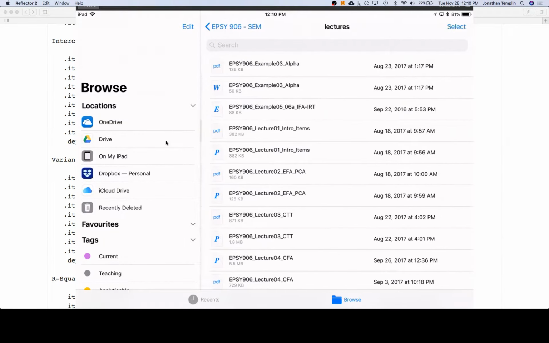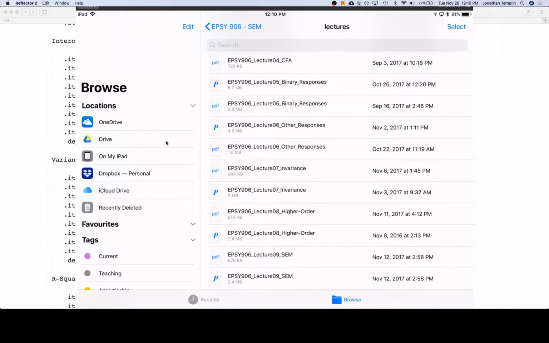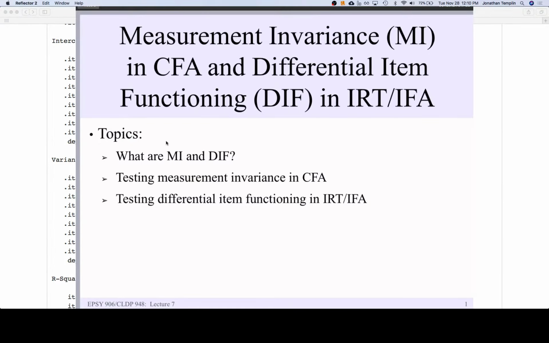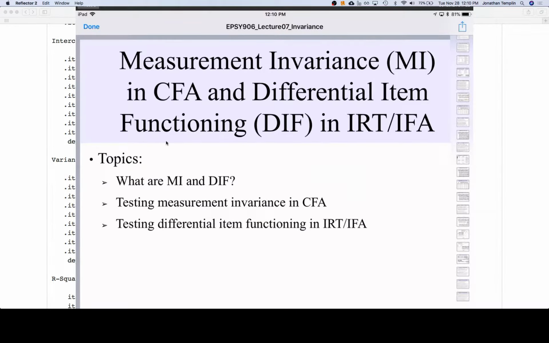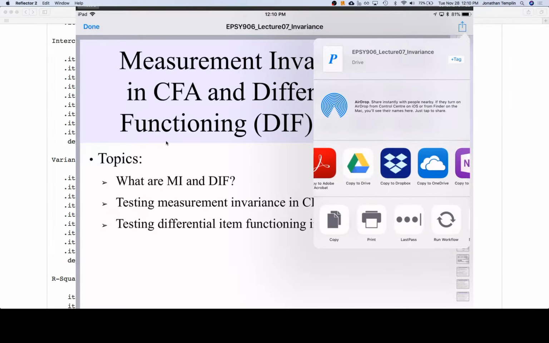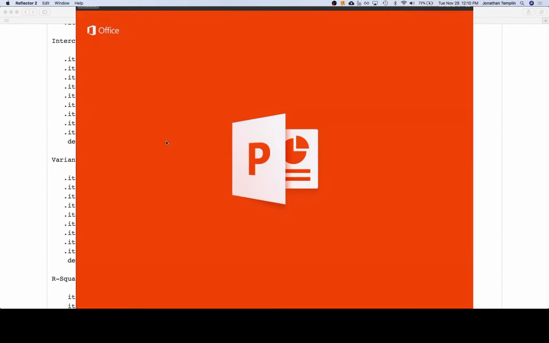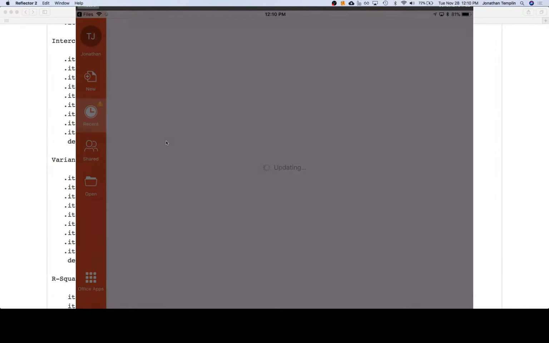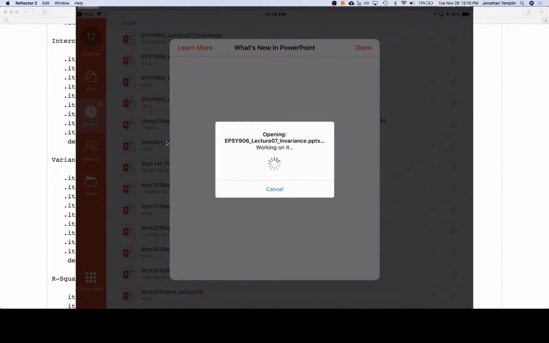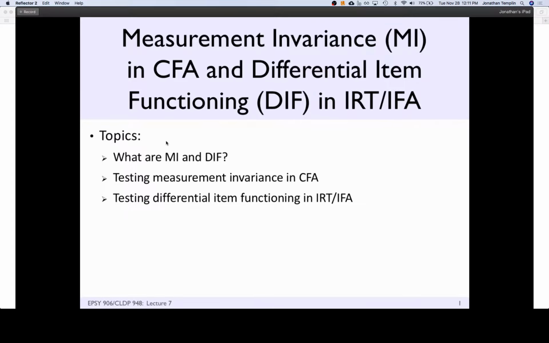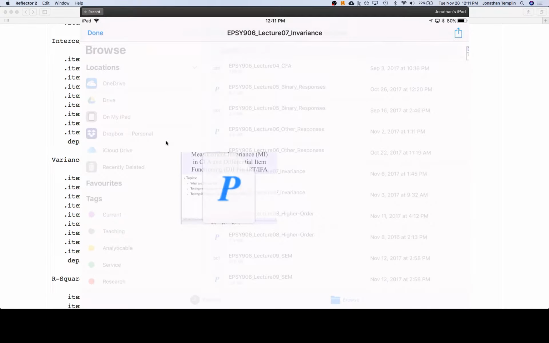And here I'm going to go to lecture 7, which is the invariance lecture right here. I'm going to open that in PowerPoint. There it is. Now I can draw on it, or at least we'll see if I can. What's new in PowerPoint? How about working? Oh, actually, it was not lecture 7, it was lecture 8. I screwed that one up.